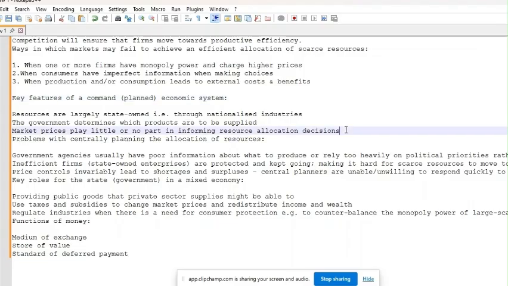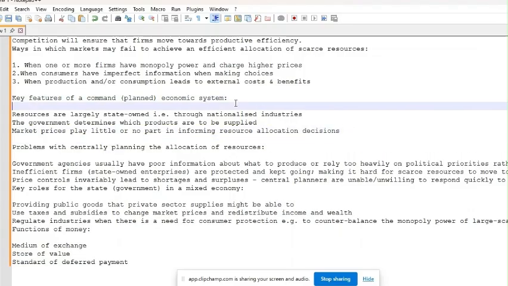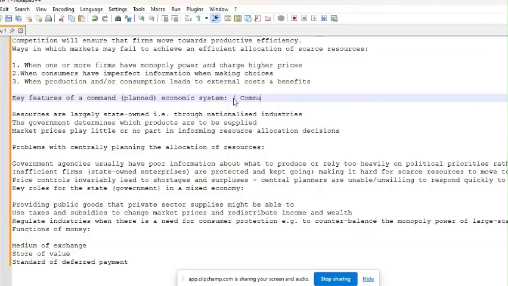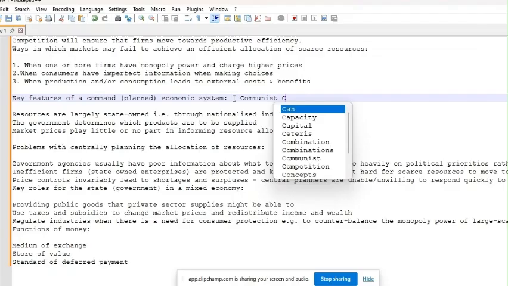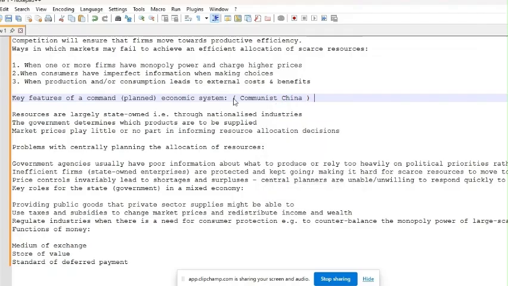And there are a lot of problems. For example, we have the example of a planned economy in communist China. This is a perfect example of a planned economy.